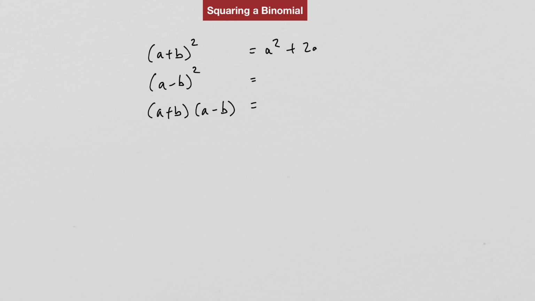Okay, so through this exercise, we've derived three different formulas. They are a plus b quantity squared, a minus b quantity squared, and then we have a conjugate pair, a plus b times a minus b. All of these equal, the first one, a squared plus 2ab plus b squared. The second one is a squared minus 2ab plus b squared. And then the last one is a squared minus b squared.